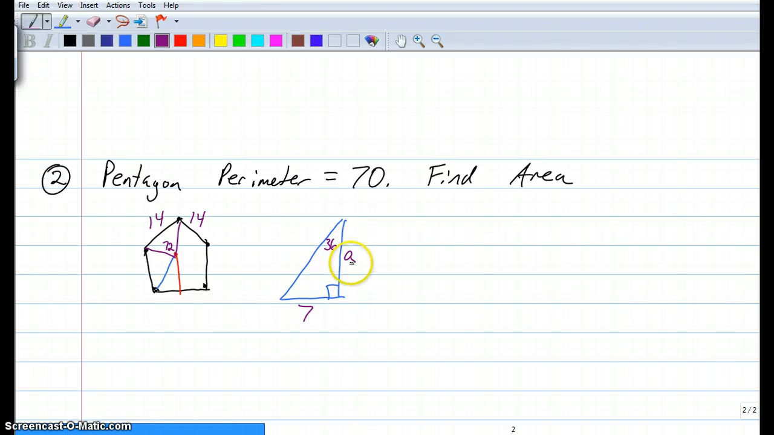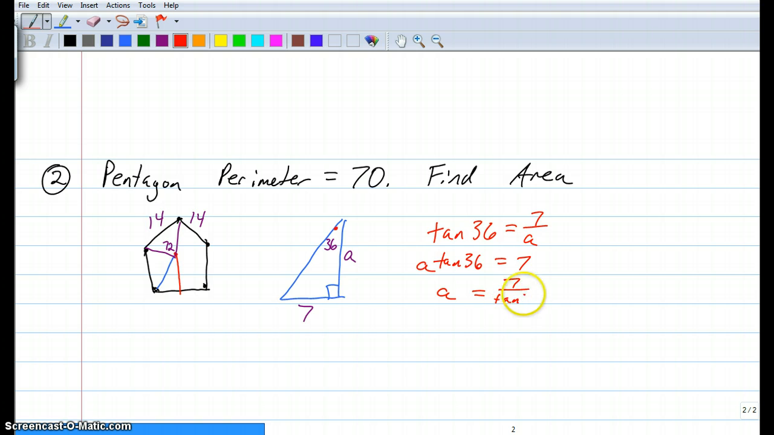All right, so we're trying to find the apothem, A. It's not a 30, 60, 90. It's not a 45. We can't use Pythagorean theorem. We're left with, you got it, SOHCAHTOA. We got to use trig here. So with this angle here, this 36, we're using the opposite and the adjacent. That's going to be a tangent. Tangent of 36 equals opposite divided by adjacent, so 7 divided by A. So that means that A times the tangent of 36 is 7. A is 7 divided by the tangent of 36.